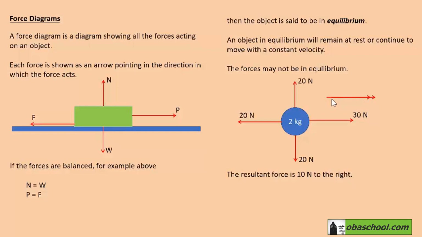Acceleration in these diagrams is often represented with a double-headed arrow. This object will accelerate in this direction because of the resultant force being in this direction. Using F equals ma, we have 10, which is the resultant force, is equal to the mass times the acceleration, and therefore the acceleration here would be 5 meters per second squared to the right.